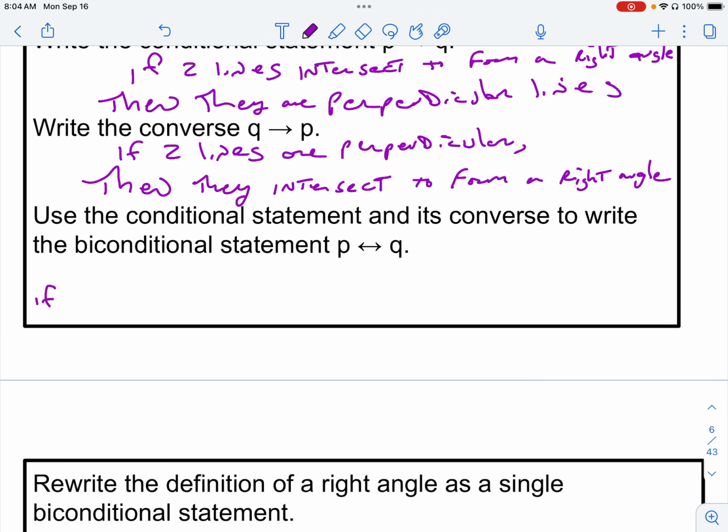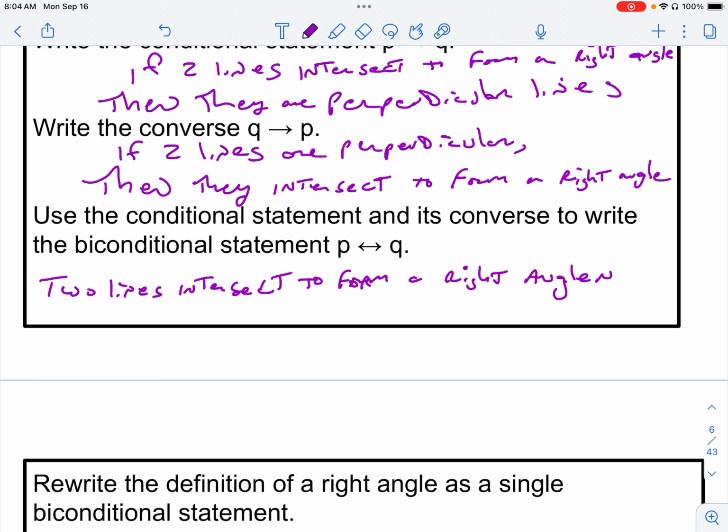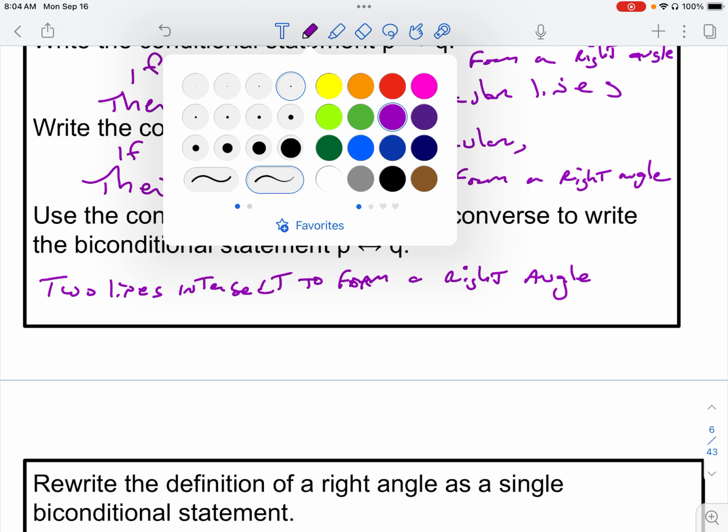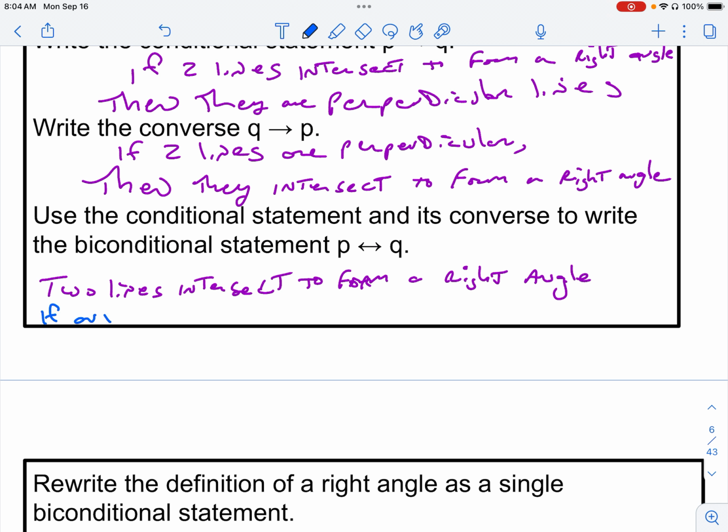So we're not going to use if. So two lines intersect to form a right angle if and only if, our magic phrase, which we have to have, they are perpendicular lines.